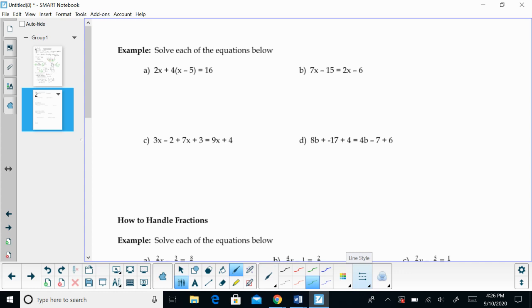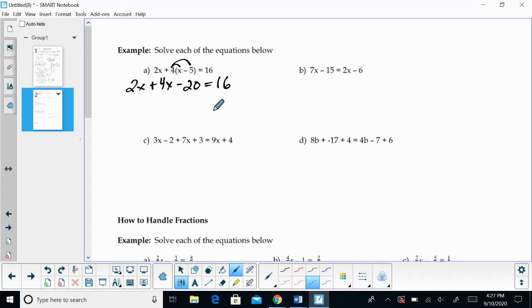Now we're going to try some more examples of what we're going to do if I have variables in multiple places. So if I'm looking at example A, the first thing I'm going to do is always check to see if I can distribute. In this case, I can. I'm going to distribute that 4. So that's going to give me 2x. 4 times x is 4x. 4 times negative 5, negative 20, equals 16.